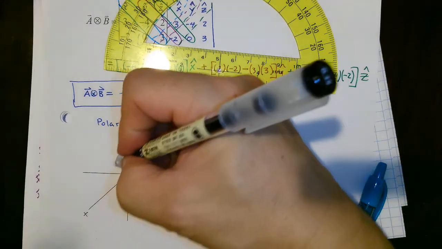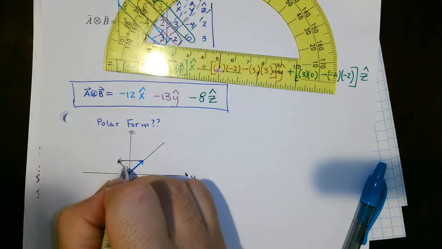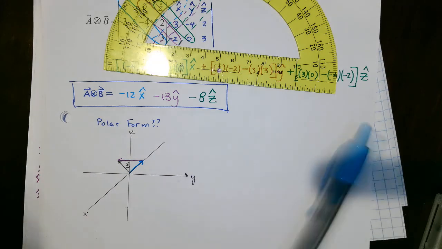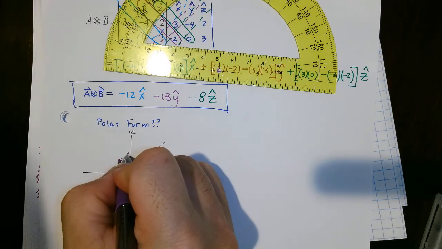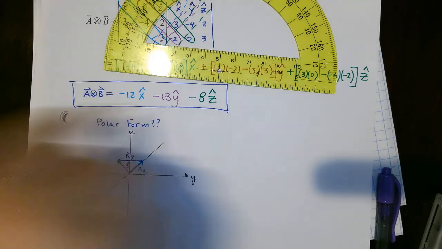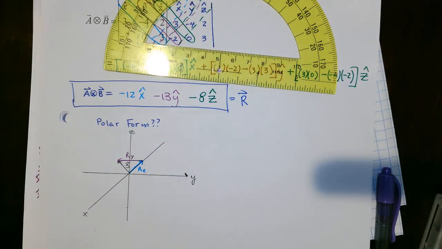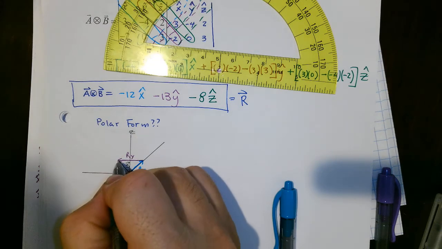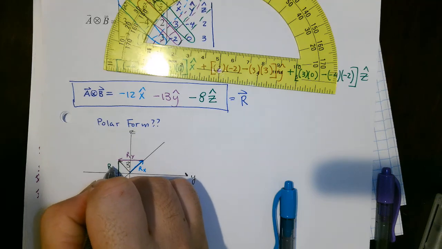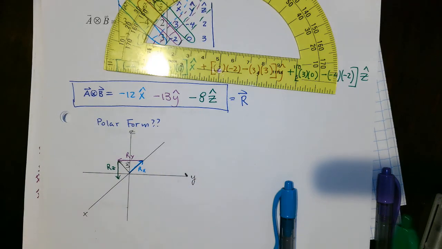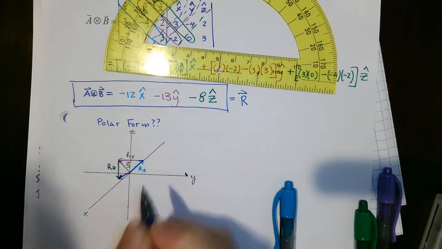So this would be the shadow of your A cross B. This is the shadow vector. This is your Rx, and this is your Ry, assuming that this A cross B represents your R, the resultant cross product. Then your z will be below the xy plane like so, of negative 8, and the actual vector R will be this, okay?